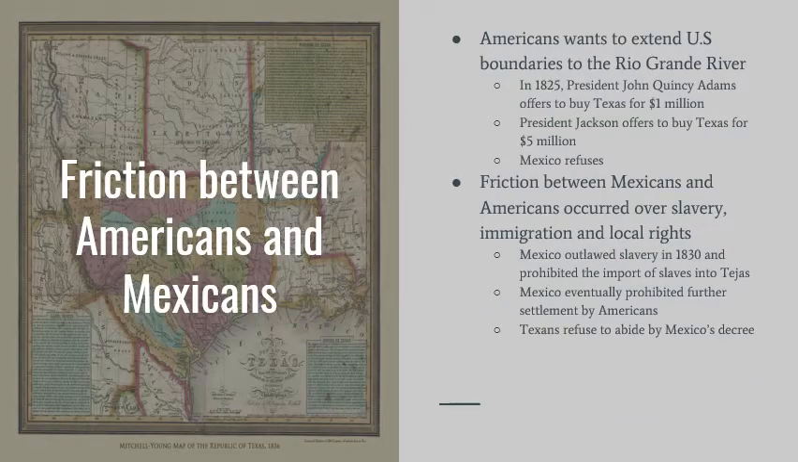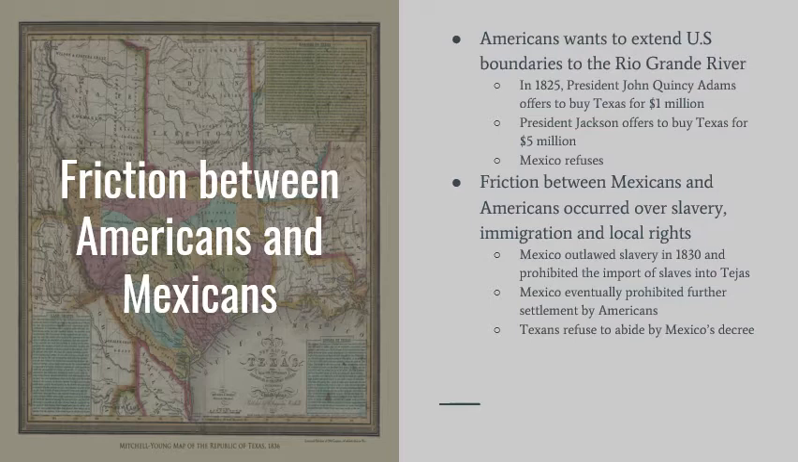As settlers continue to settle in Texas, there begins to become a lot of friction between Americans and Mexicans. At this point, Americans want to extend U.S. boundaries to the Rio Grande River into areas of Texas. In 1825, now President John Quincy Adams offers to buy Texas for $1 million, and Mexico refuses. And then later, President Jackson offers to buy Texas for $5 million, and again, Mexico refuses.